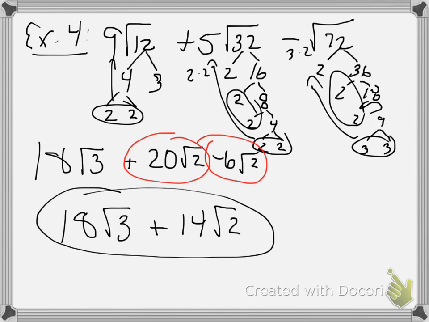Okay, so that's basically all there is to adding and subtracting radical expressions. You break down each radical as far as you can. Once they're all broken down, you just add the outside numbers of like radicands. With that, there's some practice problems. Give those a try. We'll look at more of these in class tomorrow.